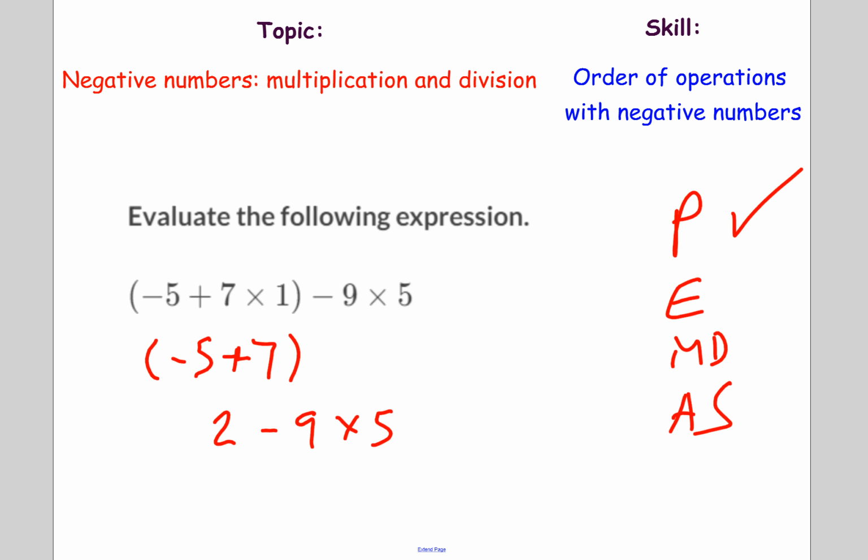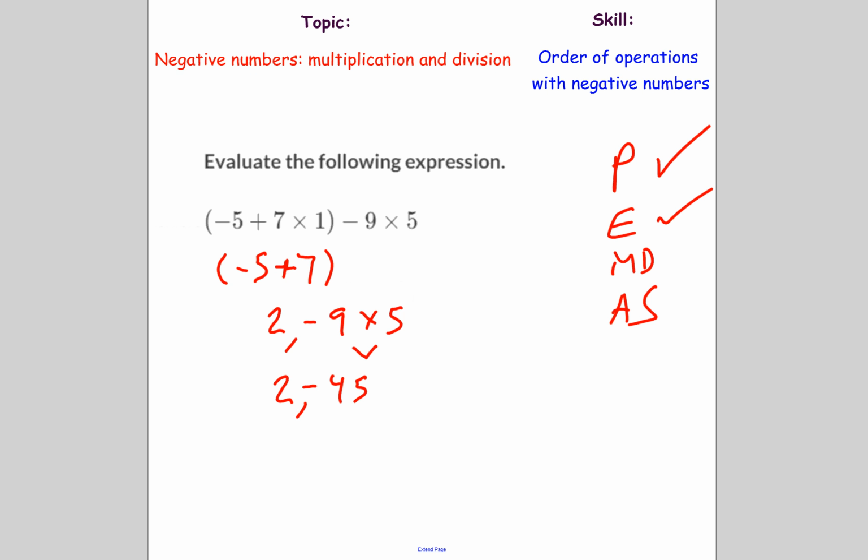So we're done with parentheses. What about exponents? Don't have any. What about multiplication and division? Yep, we have it right there. 9 times 5 or negative 9 times 5. It doesn't matter how you look at it as long as you get the final answer right. If you think about this as 9 times 5, you would get minus 9 times 5 is 45. If you think of this as negative 9 times 5, you would get negative 45, so it would just be 2 and negative 45. Either way, you get the same 2 minus 45 in the next step.